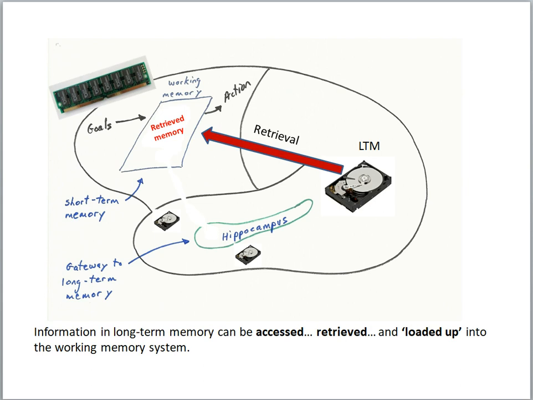But in addition, the flip side of that is that information in the long-term storage system can be retrieved as well. And so we can access that information in long-term memory. And why would we want to access that? Because we might have learned something useful in the past that has applications to the current moment. So we want to be able to retrieve information from the long-term memory system. When we do that retrieval, we're sort of loading up the information into the working memory system.